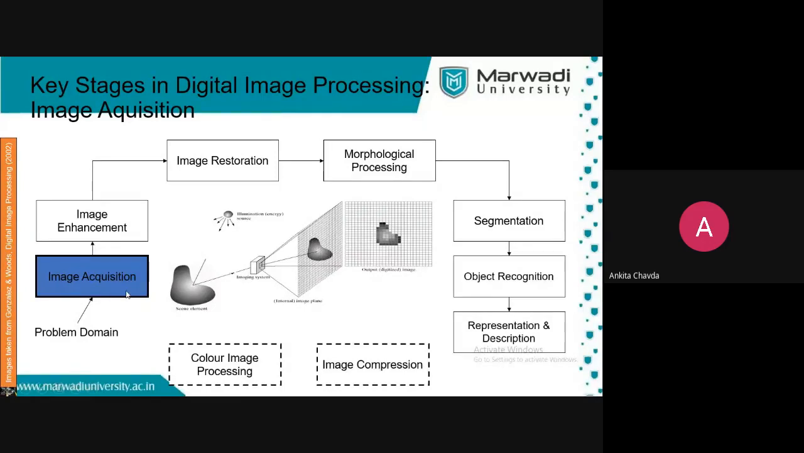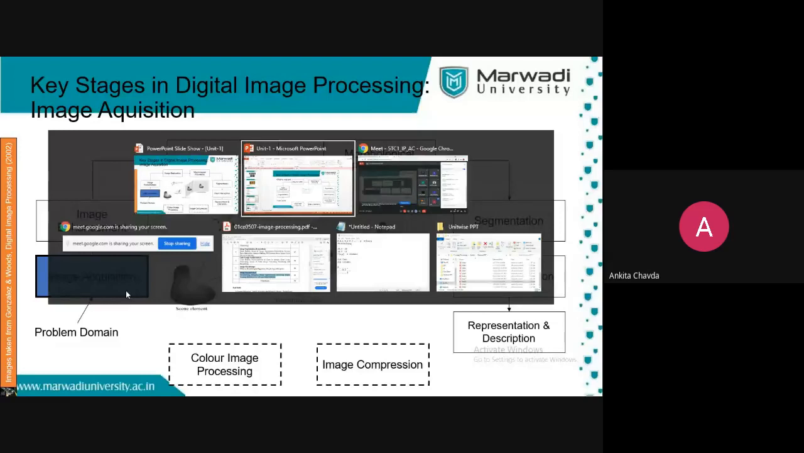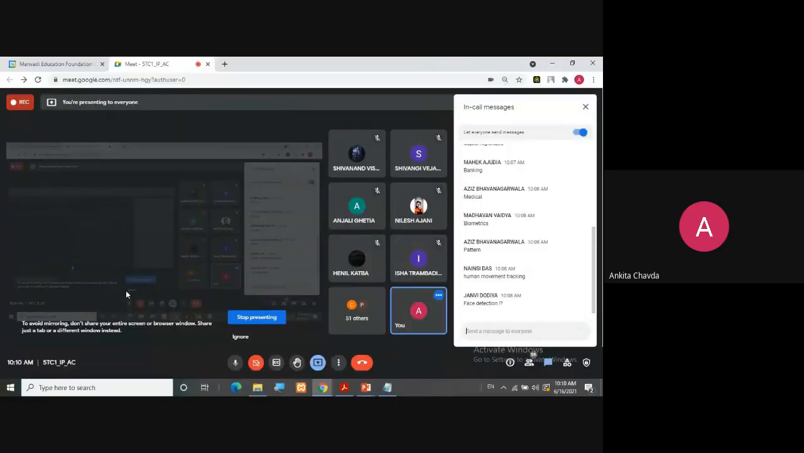First is image acquisition. That is the first step. First, you are clicking the picture. In very simple terms, it is known as image acquisition. Are you getting it? Yes or no? Yes, ma'am. Yes, right? So that is our first stage.